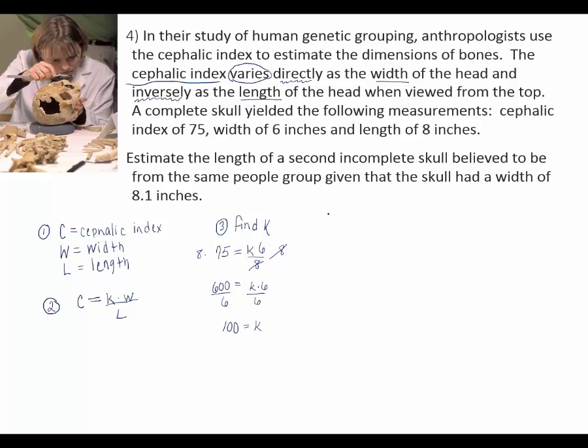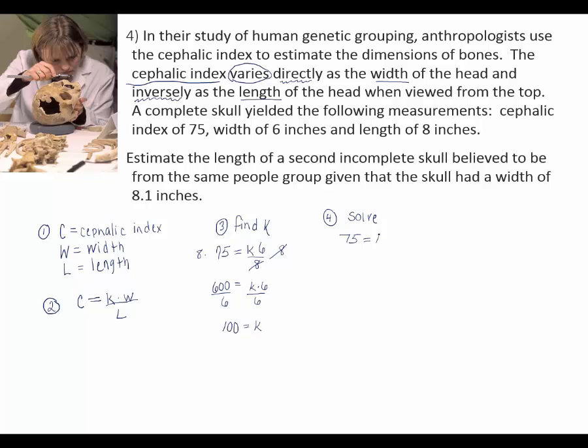I move on to the fourth part, which is actually solving the question. So it tells me, estimate the length of a second incomplete skull believed to be from the same people group, given that the skull had a width of 8.1 inches. So the fact that it's from the same people group allows me to use the same cephalic index, so I put the 75 for my C value.